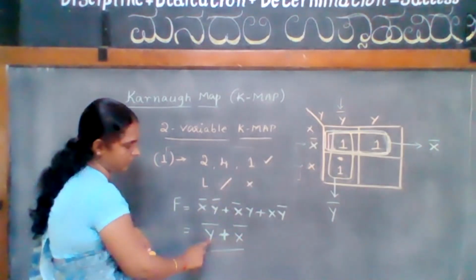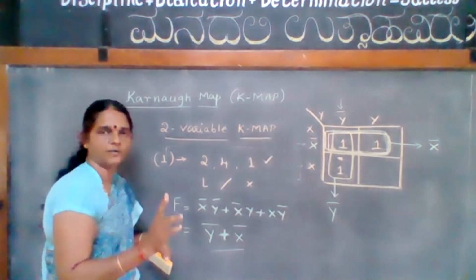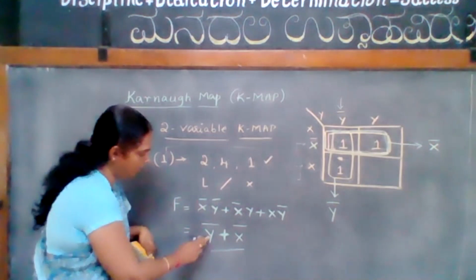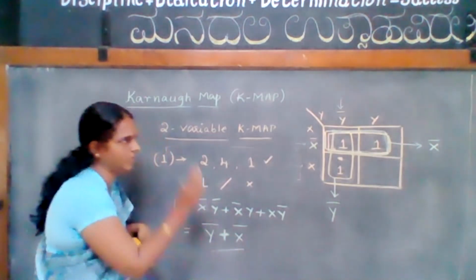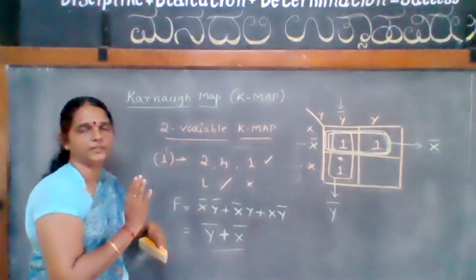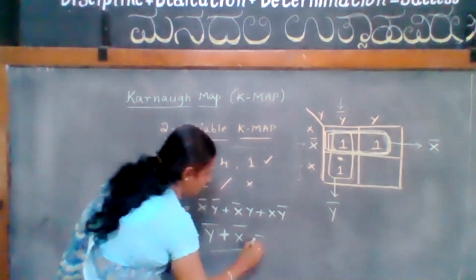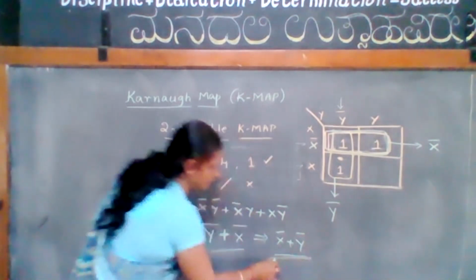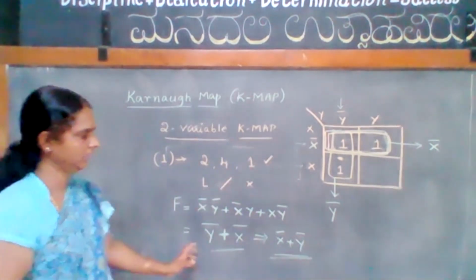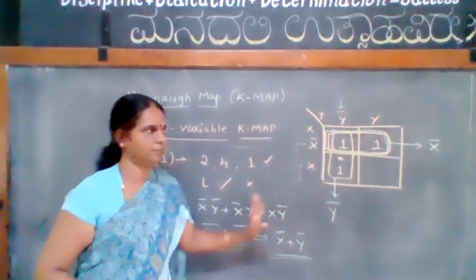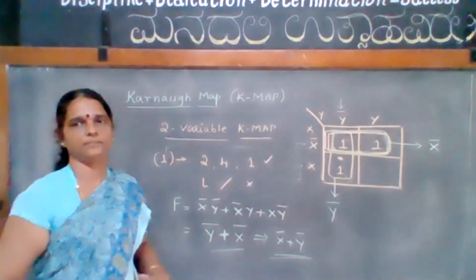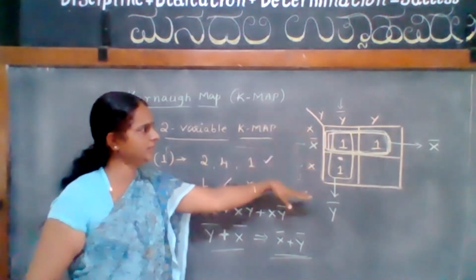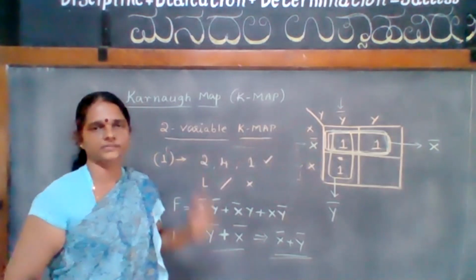This indicates that there were two groups. We made two groups to simplify our expression, and these are the simplified values of those groups. So this may be written as x complement plus y complement. Therefore, the answer after simplification is x complement plus y complement. So this is how we can simplify a two variable K-map using different rules of simplification.